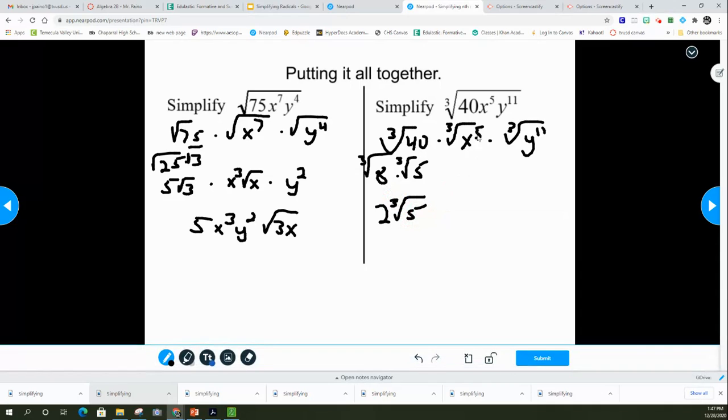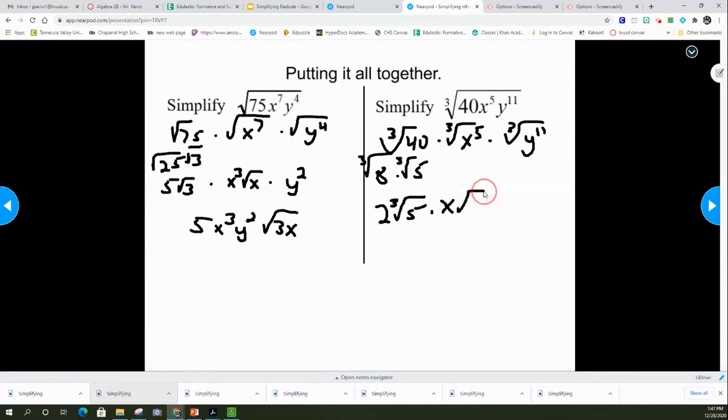And then I divide right here. 5 divided by 3 is 1. So it'd be x to the first power, which I don't have to write, times the cube root of x squared.